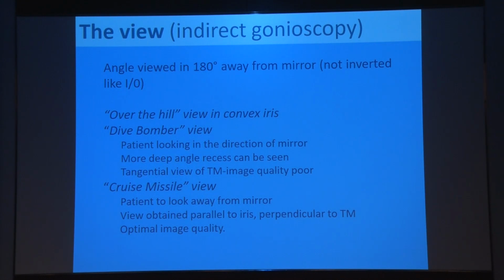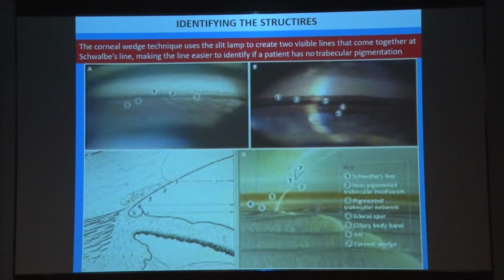What we do is indirect gonioscopy at the slit lamp, and the angle is viewed 180 degrees away. Over the hill view, in convex iris. Dive bomber view, that is patient looking in the direction of the mirror, more deep angle recesses can be seen, and a tangential view of the trabecular meshwork is possible. And cruise missile view, where the patient looks away from the mirror, and the view obtained is parallel to the iris, perpendicular to the trabecular meshwork, and that's the optimal image quality.